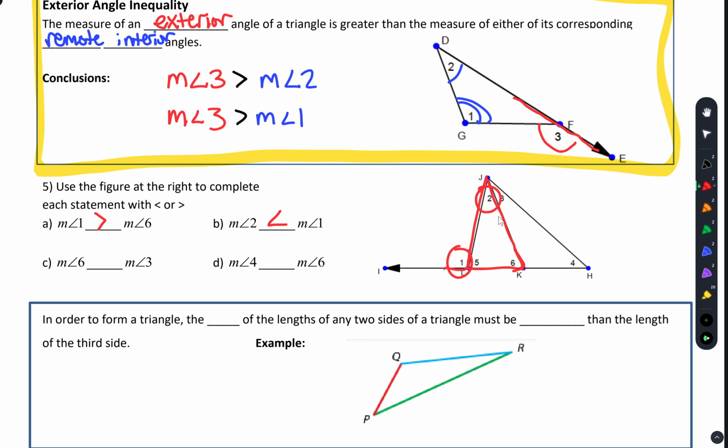I'm not doing any kind of rocket science here, right? All right, letter C says I'm comparing angle 6 and angle 3. Here's angle 6 to this triangle right here. Angle 3 is inside, angle 6 is outside, so angle 6 must be bigger. And letter D, again, angle 6 must be bigger, so I get a less than. Not crazy, right? We're okay?